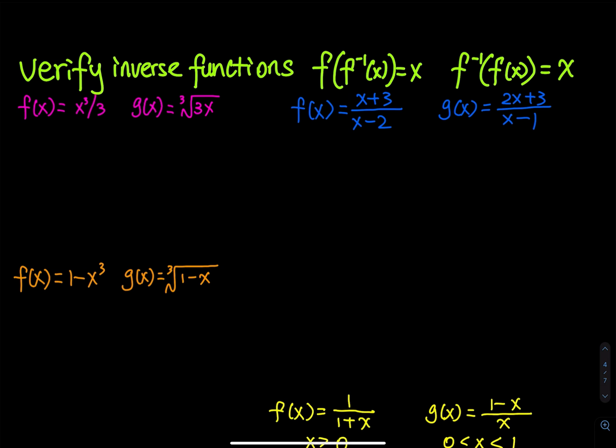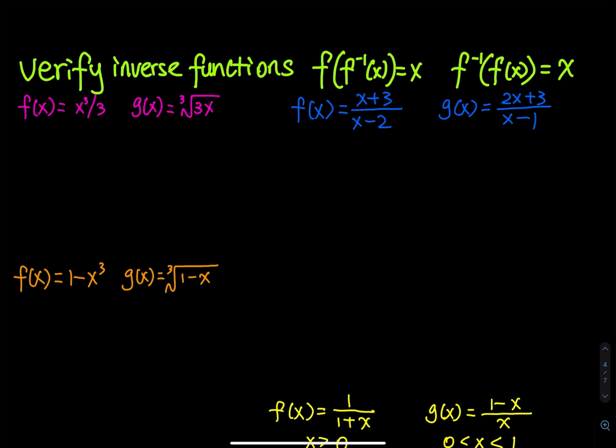Let's practice verifying inverse functions. I will show you how to find the inverse function using algebra in the next video. So the first pair of functions we have is f of x equals x to the third over 3, and g of x equals the cube root of 3x. I want to show that f is the inverse of g, and g is the inverse of f.